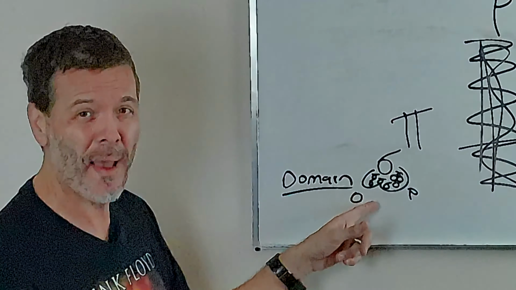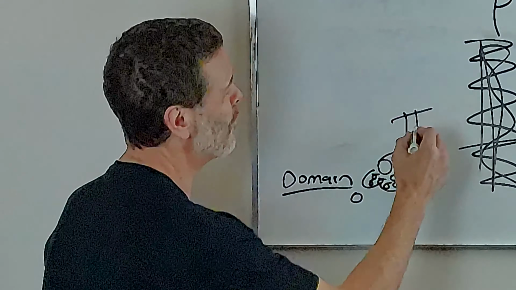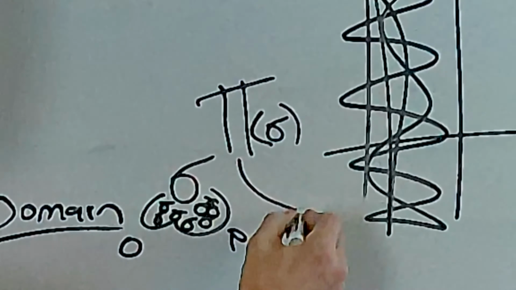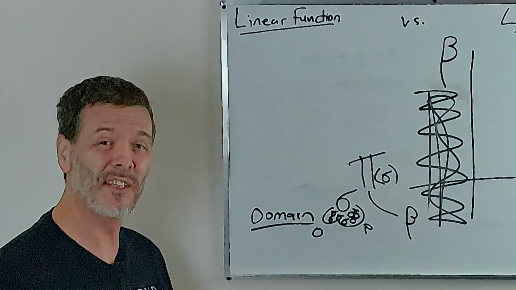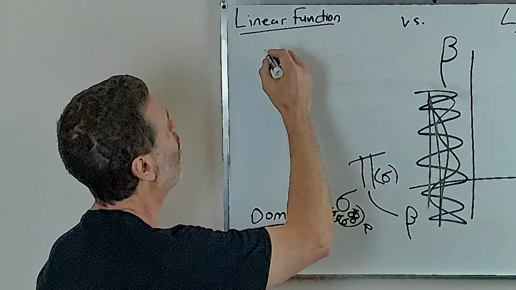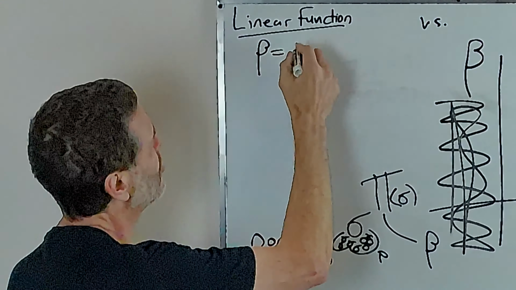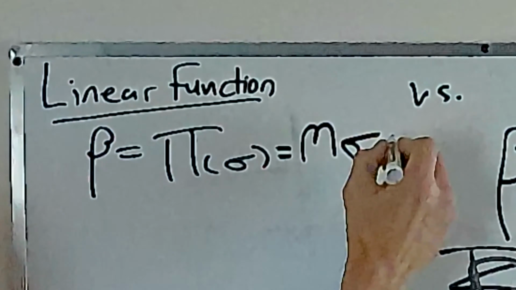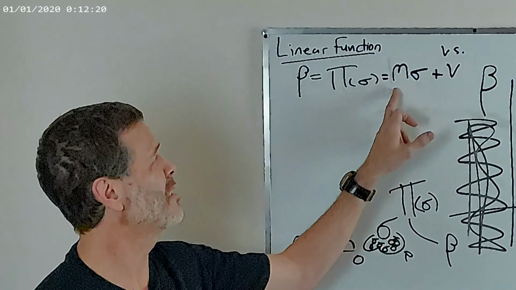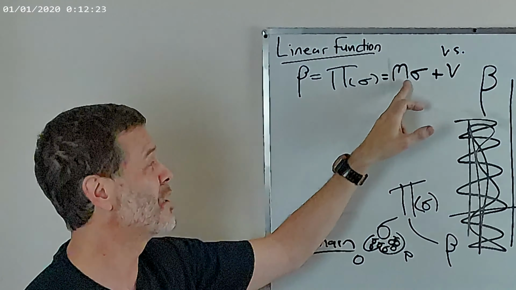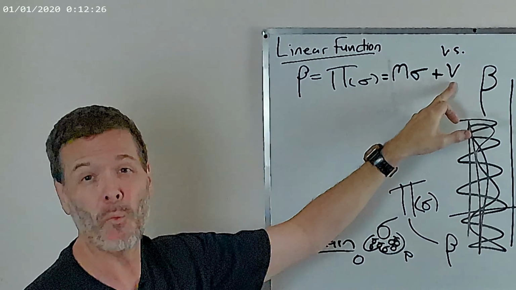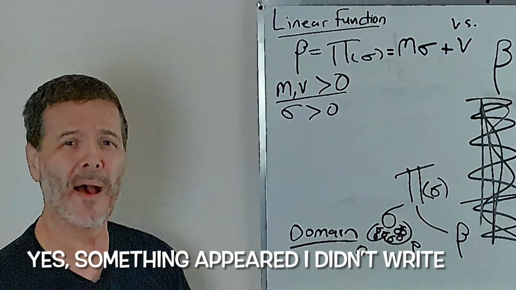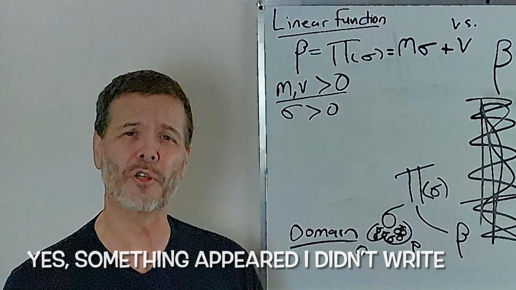So the sigma is going to come out of omega, it's going to go into the pi, and when the sigma gets into pi, it's going to do its function thing, and then it's going to spit out the beta. And since this is a linear function, it has to have the form beta equals pi of sigma equals m sigma plus v. Now again, I can name these two constants anything I want. This can be a 1, a 2, 1,000, or anything, but it cannot be a negative number. I just named these to help with my linear function. So you can use this to deduce what it is that I'm modeling.